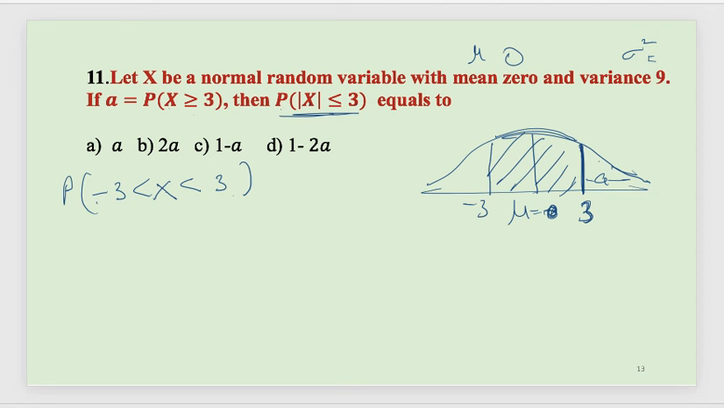Due to the symmetric nature, we are observing 0 to 3 and -3 to 0, they are the same distance. It means if right side of the 3 is A, then left hand side of the -3 is also A. Now our question is almost done. If you are looking for the area between -3 to 3, what you can do is from 1 you can delete the double A value, so it is 1 minus 2A, and option D becomes the right answer.